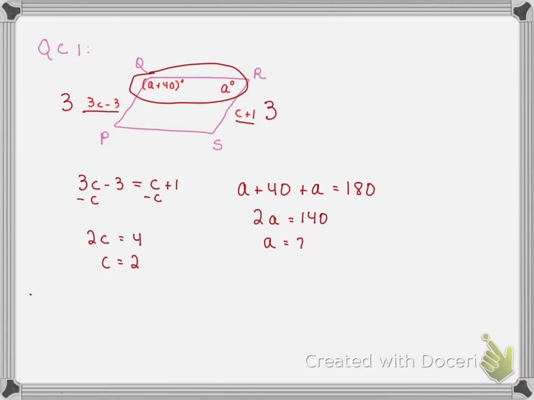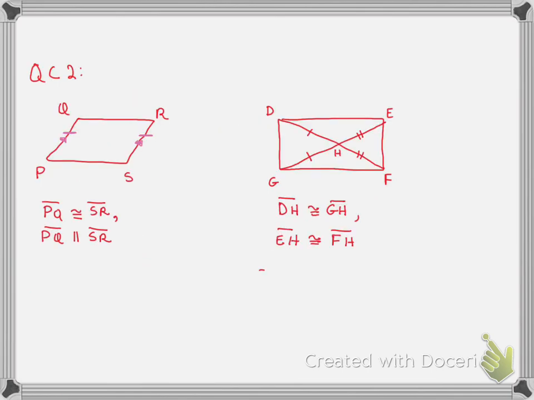So if A is equal to 70, right here, 70, then the supplement to that, 70 plus 40, is 110, because 110 plus 70 equals 180. So remember, opposite angles are congruent, consecutive angles are supplementary. Don't let that trip you up in a problem like this. And then our quick check 2, and we will be done.